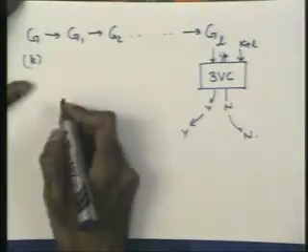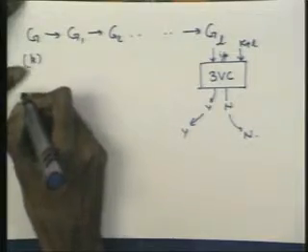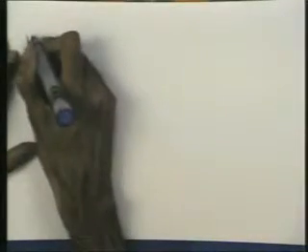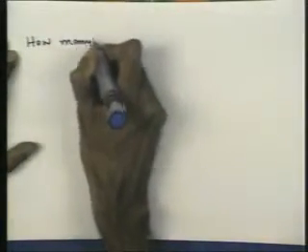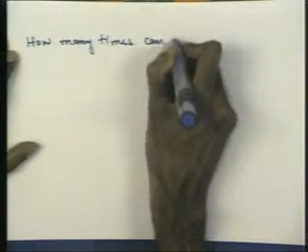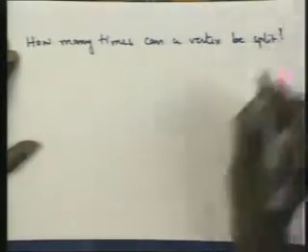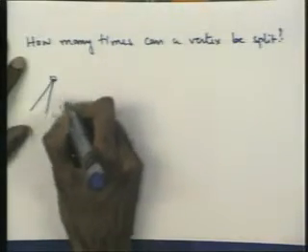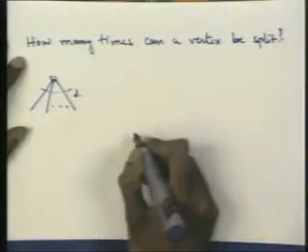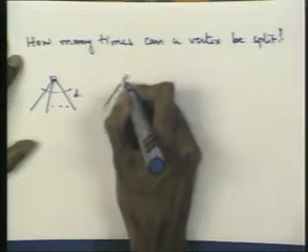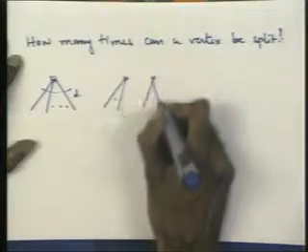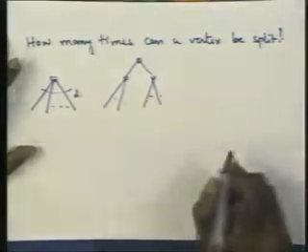How many times can a vertex be split into 2 parts? This is a question we want to answer. Supposing I have a vertex with degree d. I could split this once, twice. How many times do we do this?